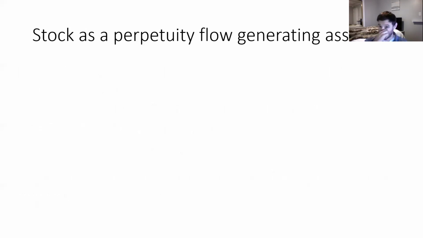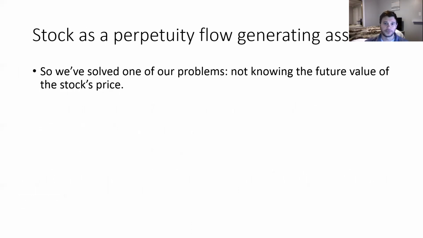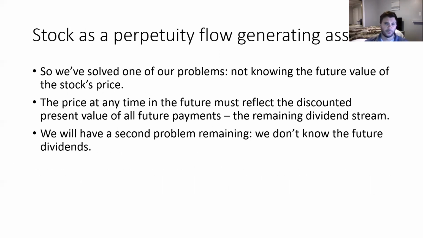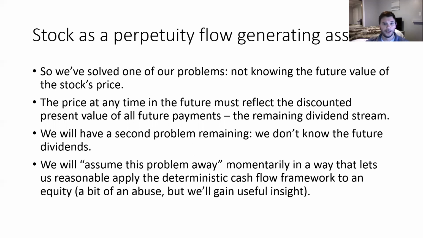Okay, and at the same time, we've solved one of our problems. We do not know the future price of the stock, but we've eliminated that from our analysis. All we have to deal with is the future dividends. The price at any time reflected the discounted value of those future dividends, but we haven't eliminated the second problem, which is we do not know what the future dividends are. And to deal with this problem, we're going to assume it away in a way that lets us reasonably apply the deterministic cash flow framework, essentially bringing us back into a situation where we can utilize the uniform annuity framework.